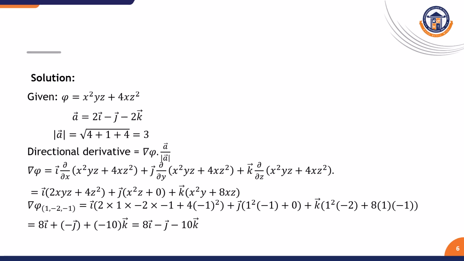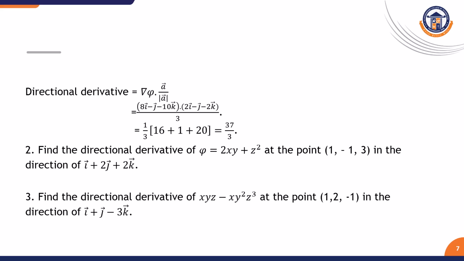First we are going to find del phi. As we already discussed gradient phi in the first example, this del phi is called the gradient phi. The answer is this. Here one particular point is given. After finding grad phi, del phi at the point is 8i vector minus j vector minus 10k vector. In the next step, the directional derivative is del phi dot n cap, where n cap is a vector by modulus a vector. We substitute all the results. In the numerator is a dot product: i vector dot i vector is 1, j vector dot j vector is 1, k vector dot k vector is 1. The final answer is 37 by 3. Here are some problems related to directional derivatives.